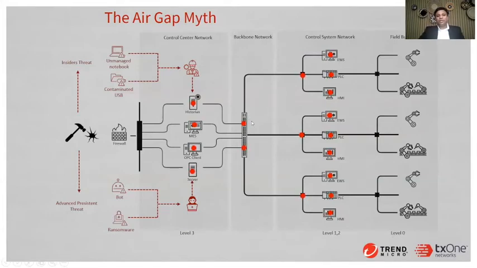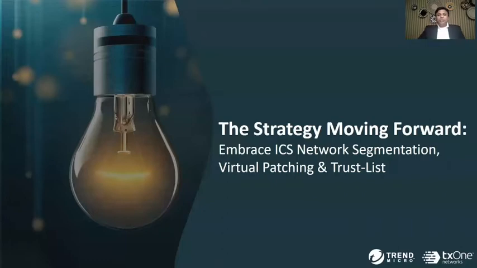Air gap has its own weakness, and it's completely possible that an attack propagated from maintenance people, or even an insider or accidental attack, would trigger and bring down the whole factory. So having security measures at the different layers is very important to achieve effective cybersecurity there. So what are the strategies moving forward?